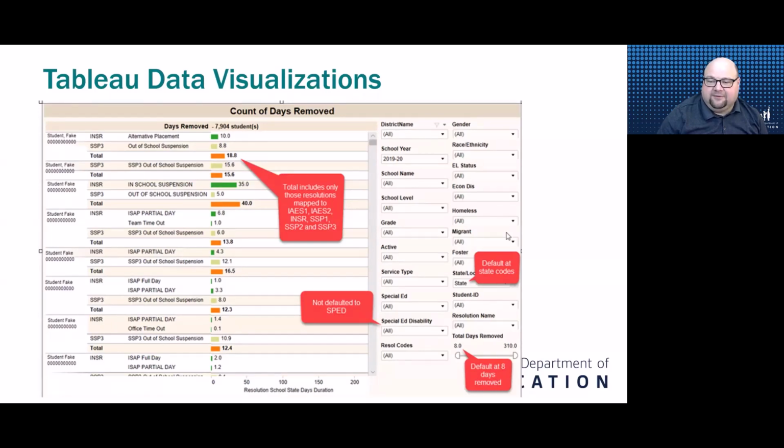Well, obviously, by the time of 8 days total removed, you may have a problem. So you want to go back in and change that back to 0 to see all your removals of all your special education students in the district. You want to filter your special ed to yes. You want to make sure that those filters are on so you can see what the levels of removals are within the room.